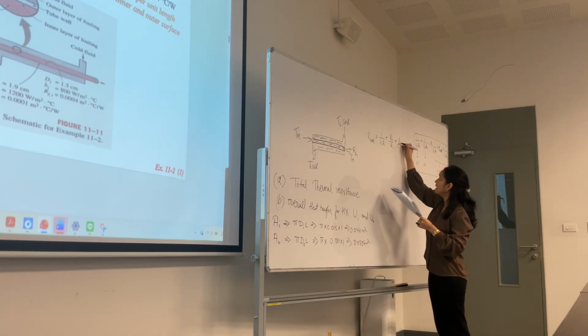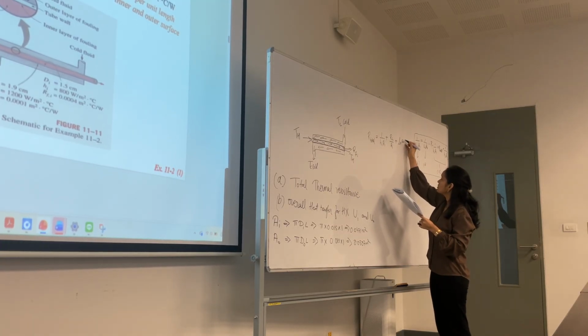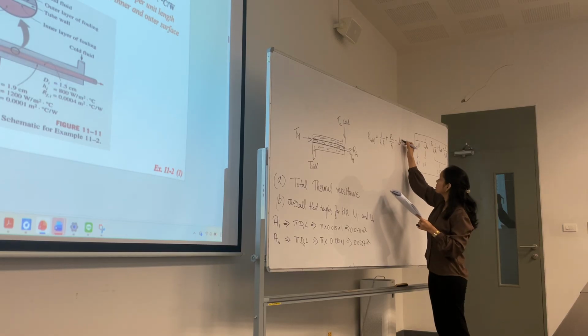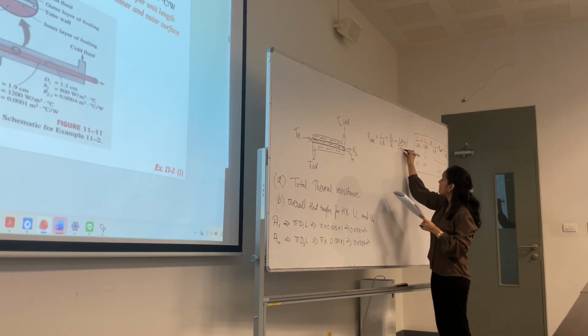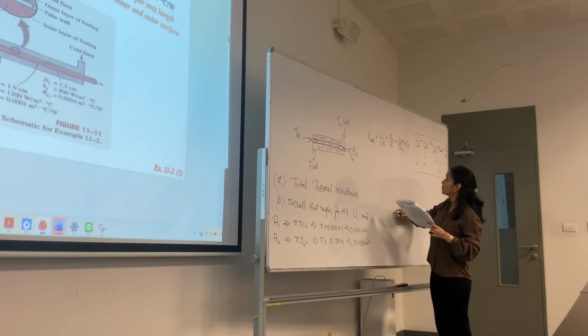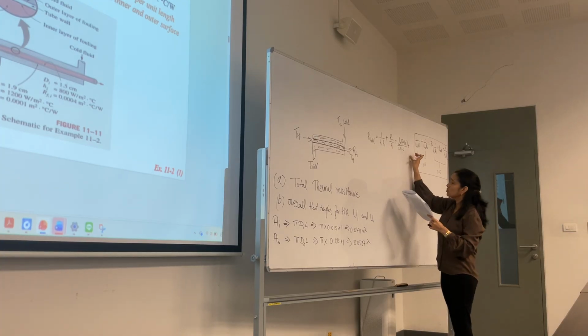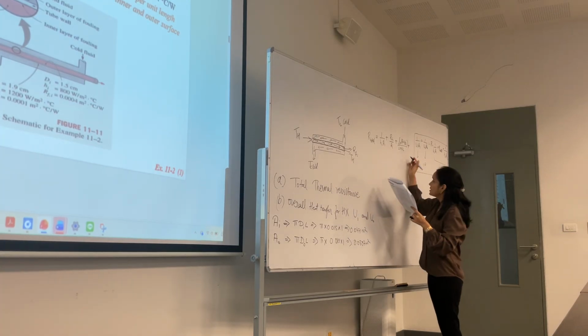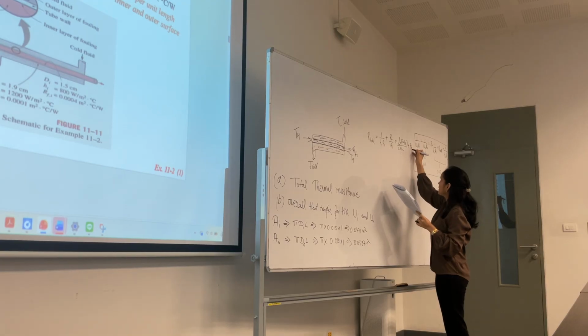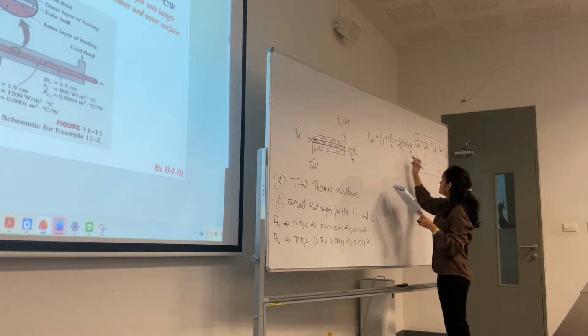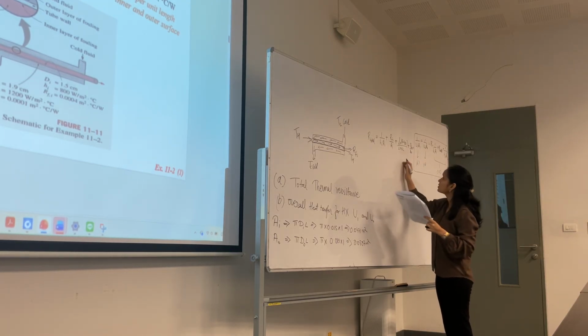So I'm going to write it as 2 pi KL. Okay, this is the wall. Then you come to the second tube. On the second tube again you have a fouling factor and then the heat transfer by convection.